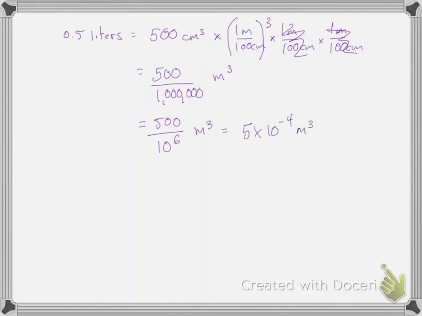That's the kind of math which you may not be greatly comfortable with, but you've got to be able to utilize. You've got to be able to figure out for yourself. 5 times 10 to the minus 4th meters cubed. So half a liter is 5 times 10 to the minus 4th meters cubed. That is not in scientific notation: 0.0005 meters cubed. It's a very small volume.